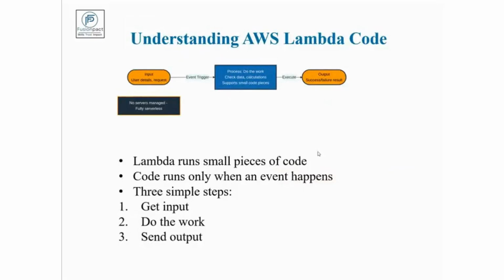AWS Lambda code is very simple in concept. First, it receives some input, like user details or a request. Then it processes the input, for example checking the data or doing calculations. And it sends back a result, such as success or failure. The code runs only when it is needed, and it stops automatically after finishing.